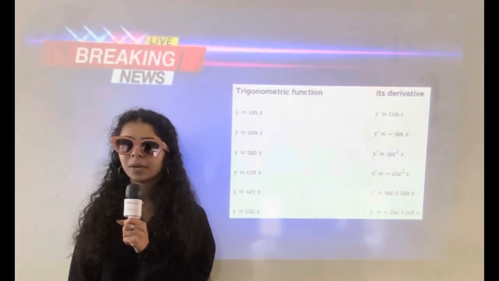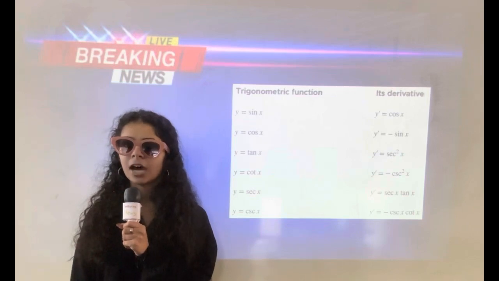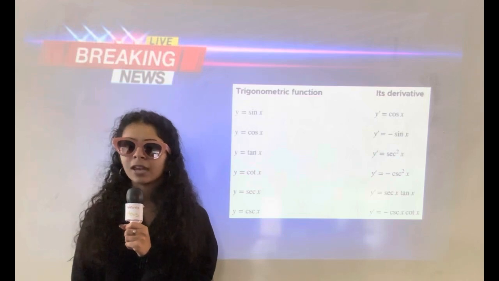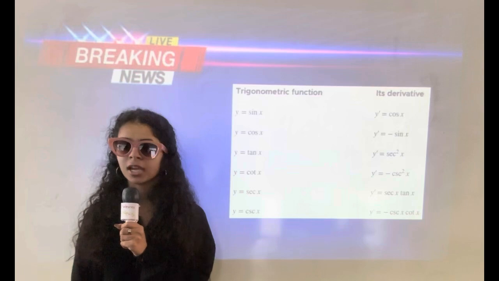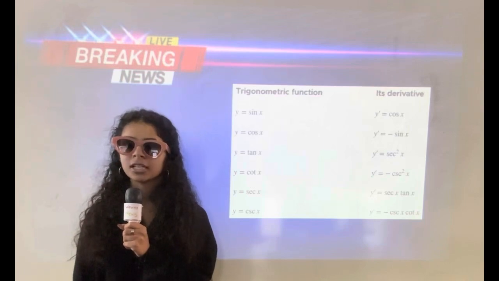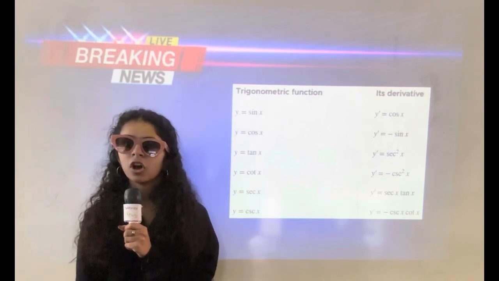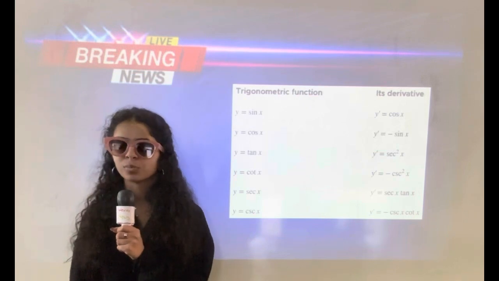So what are trigonometric functions? This segment is targeted to all our mathematicians out there. Trigonometric functions are functions of an angle or of an abstract quantity used in trigonometry, including sine, cosine, tangent, cotangent, secant, and cosecant. All these trigonometric functions are differentiable.